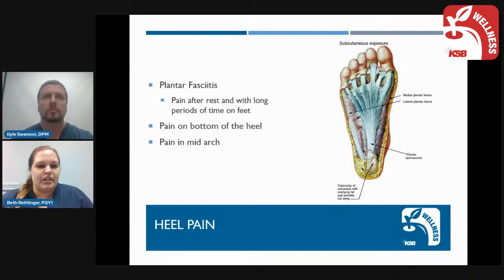One of our first common problems that we see pretty much on a daily basis in our clinic is plantar fasciitis, which can cause pain after rest and with long periods of time on your feet. Usually pain is located at the bottom of your heel, but it can also present in the middle of your arch.